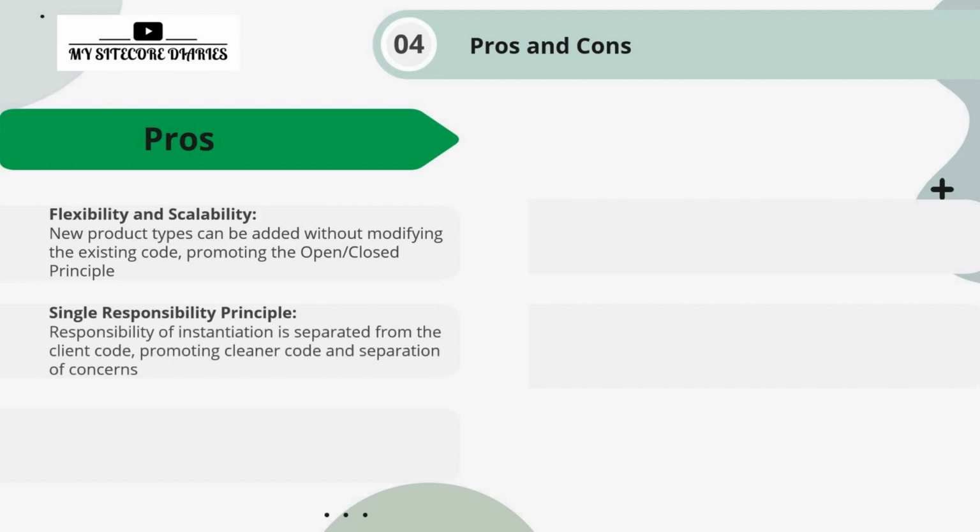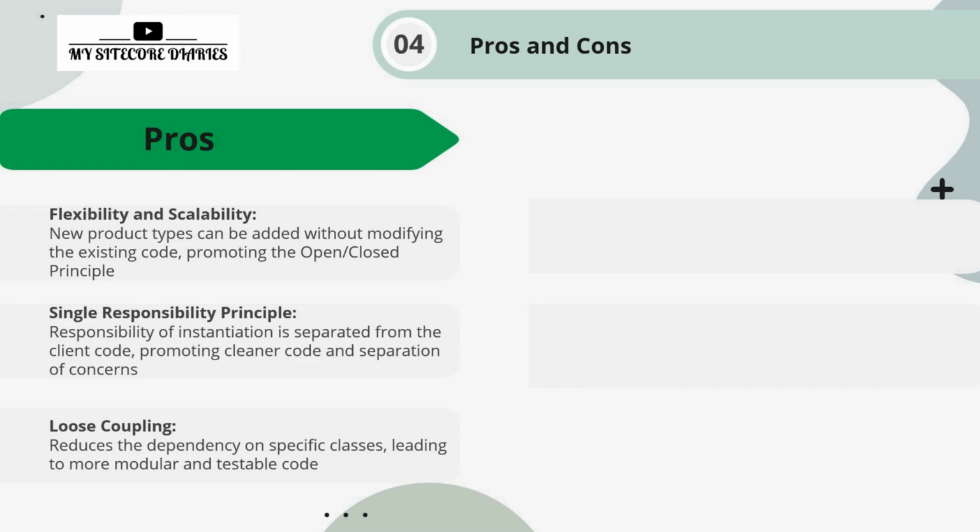Single responsibility principle. Responsibility of an instantiation is separated from the client code, promoting cleaner code and separation of concerns. So how you create an instance of an object, you do not have to give it to your client. Okay, so it's the single responsibility principle which is followed. You will have clean code in the factory method.